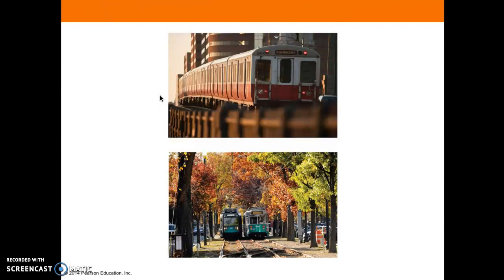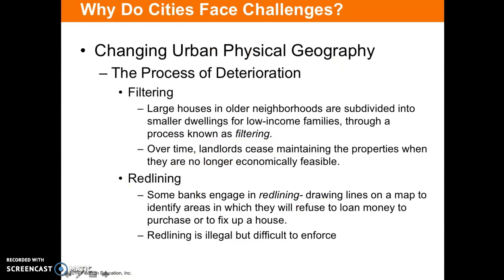Here's some examples of different public transportation in different urban areas. And that's it for key issue.